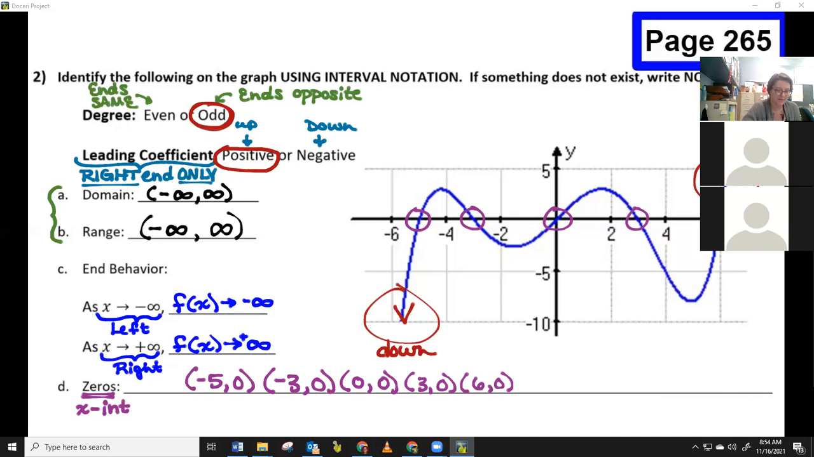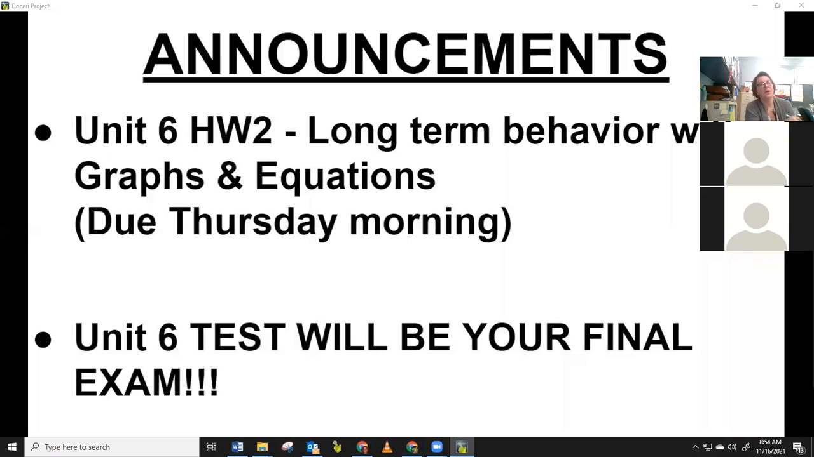All right. Before you guys head out, homework 2 isn't going to be due until Thursday morning. We're going to keep talking about this stuff tomorrow. Long-term behavior with graphs and equations is homework 2. Any of the ones with graphs you can do. Any of the equation stuff we will talk about tomorrow in class so that you can do those.